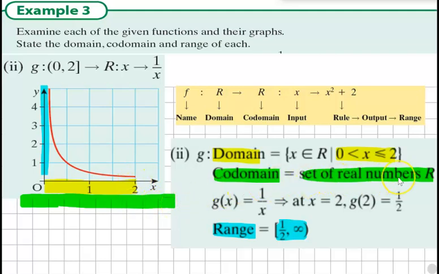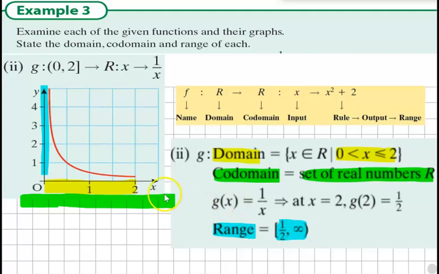So this is the set. This is the codomain, the set of real numbers R. So g of x is equal to 1 over x. At x is equal to 2, g of 2 is equal to a half.